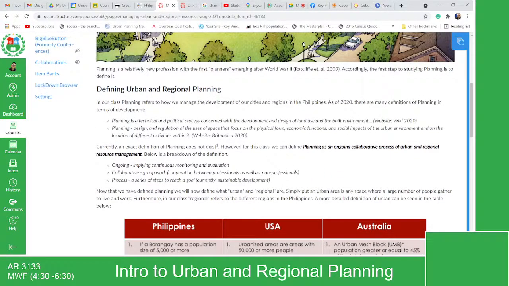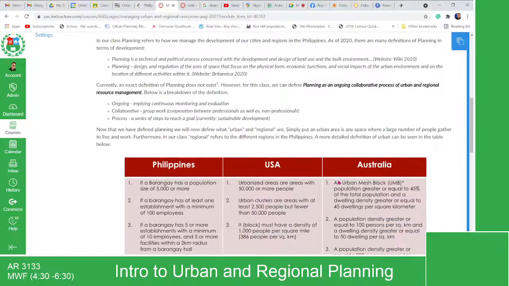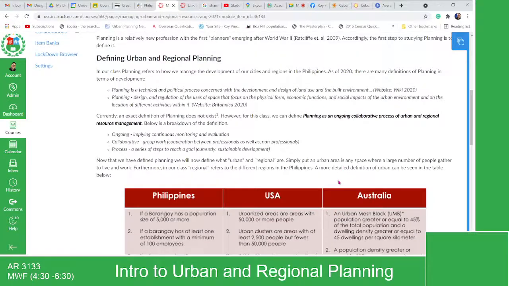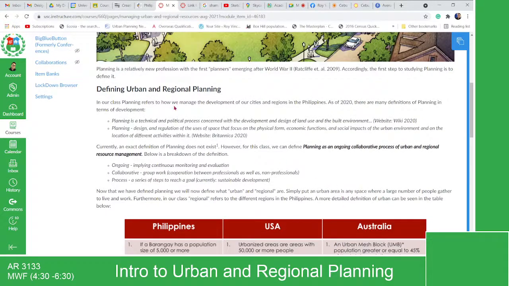Okay, so I'll be wrapping this up soon. It's already 6 o'clock. So just to give you something to think about when we go into our official class on Wednesday: urban planning and regional planning is the collaborative process of resource management on both the urban scale, meaning the city or local scale, and the regional scale. Regional meaning the different regions of the Philippines.